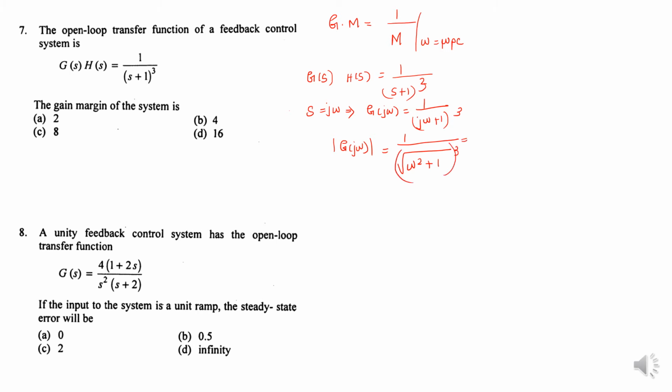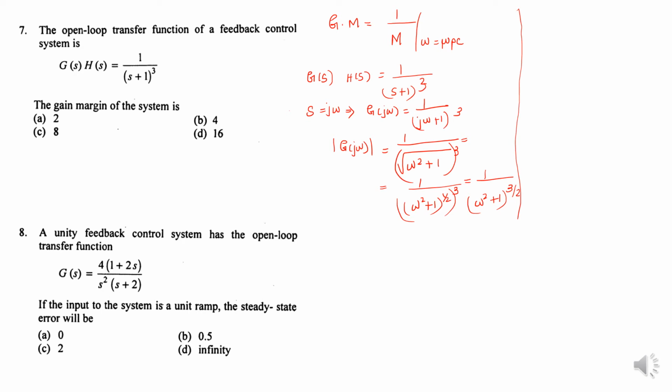Okay, that is equal to 1 divided by (omega square plus 1) the whole power 1 by 2, the whole cube. Can we write like this? 1 by (omega square plus 1) the whole power 3 by 2. Okay, this is the magnitude. Next, I am going to find out the phase angle.